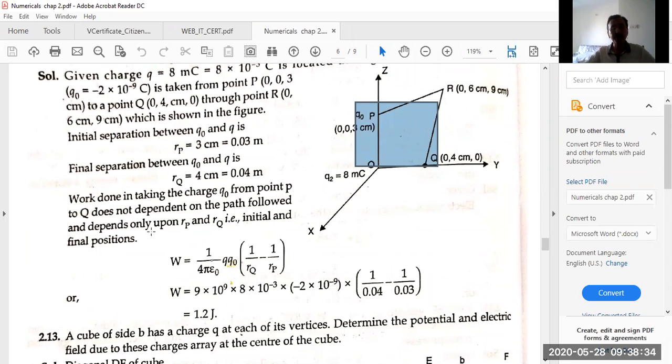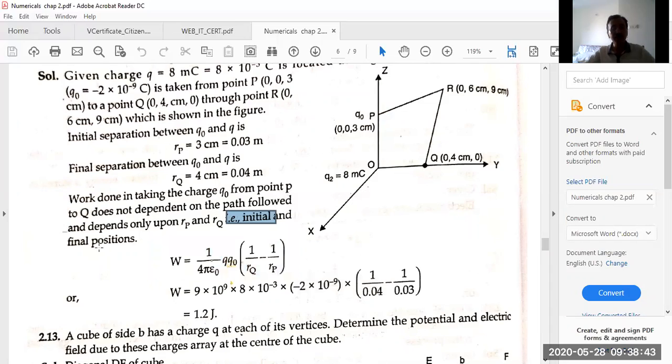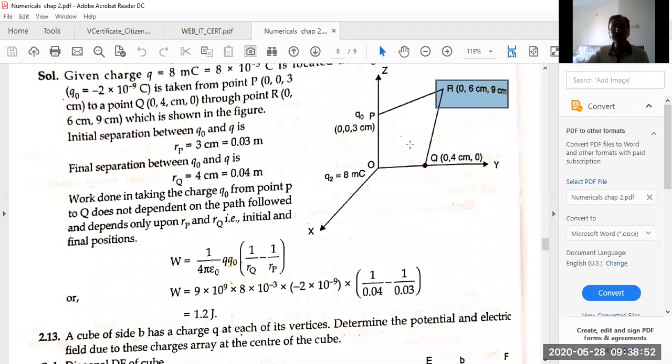Look at the formula. They have bothered only about the initial position and final position. Why is that? Force. Yeah, the electric field is a conservative field in which work done depends only upon the end points P and Q. It doesn't make any difference how you are taking the charge from P to Q. So you could have taken it from P to R to Q, or P to some other point and then to Q, or P to origin and then to Q. Each time your answer will remain the same.